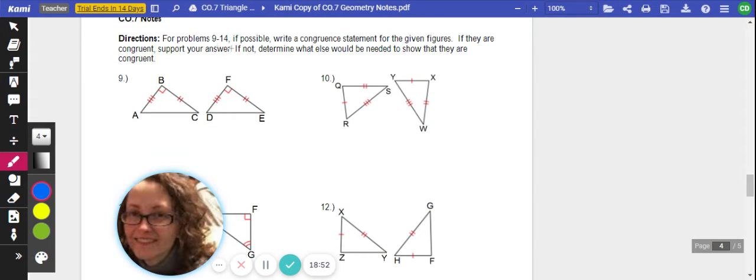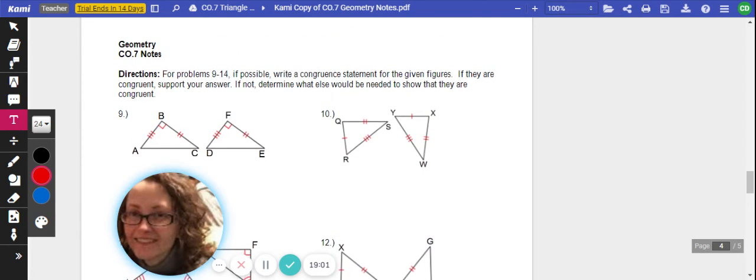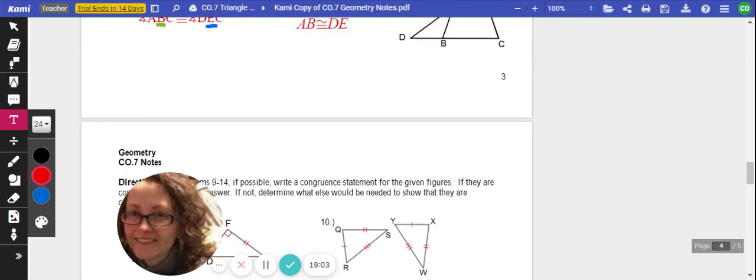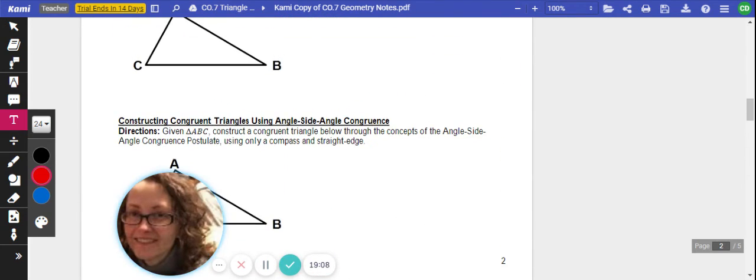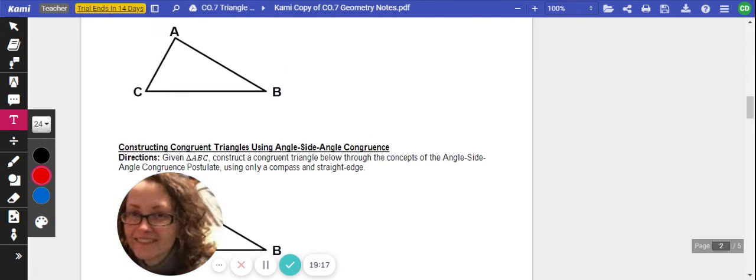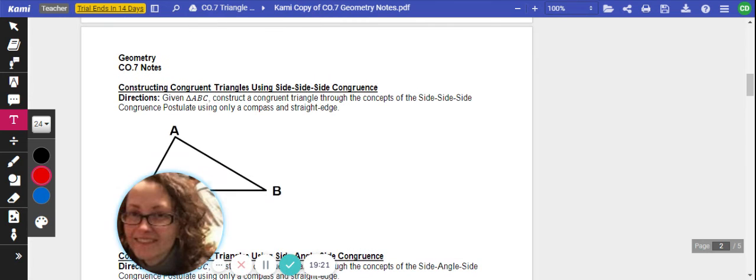For problems 9 through 14, if possible, I want you to write a congruence statement. This is going to be using those triangle congruence theorems that we learned with our constructions. We were constructing triangles using angle, side, angle, side, angle, side, or side, side, side. That's what we did.